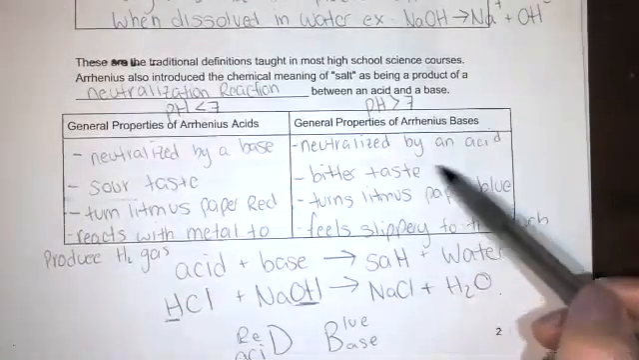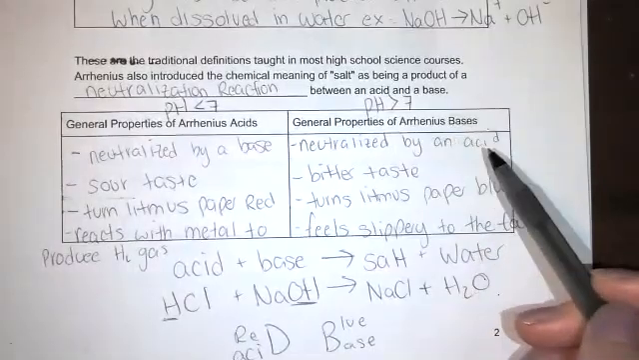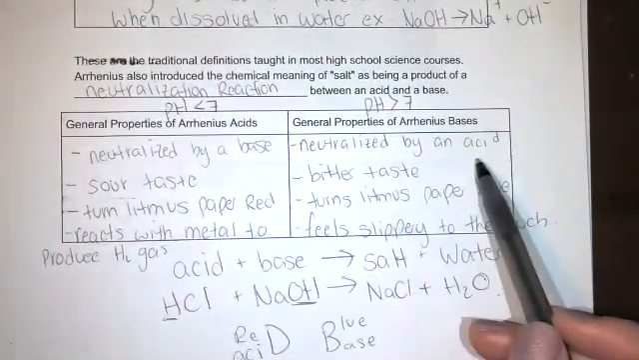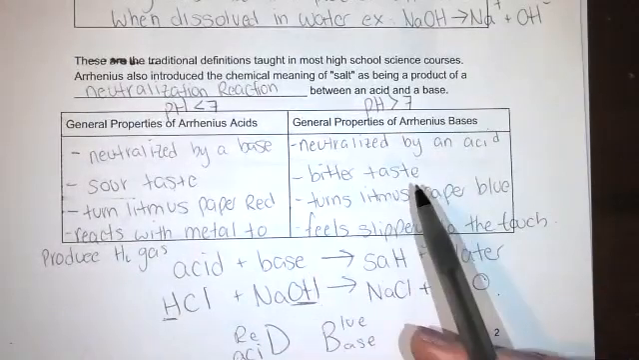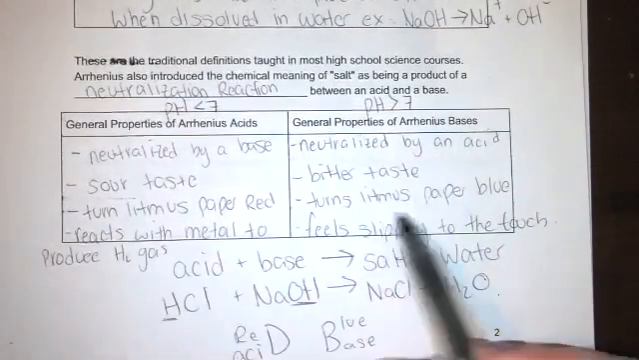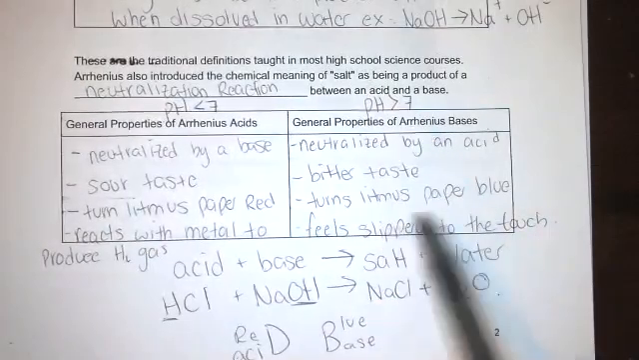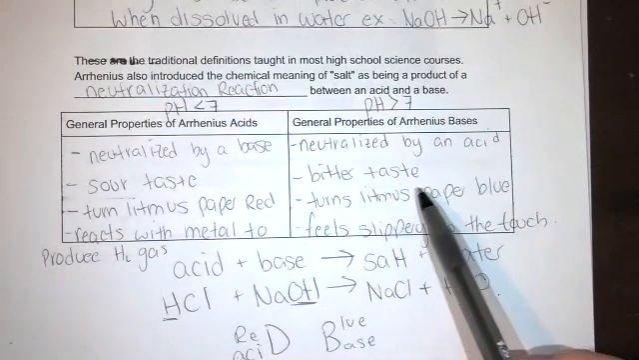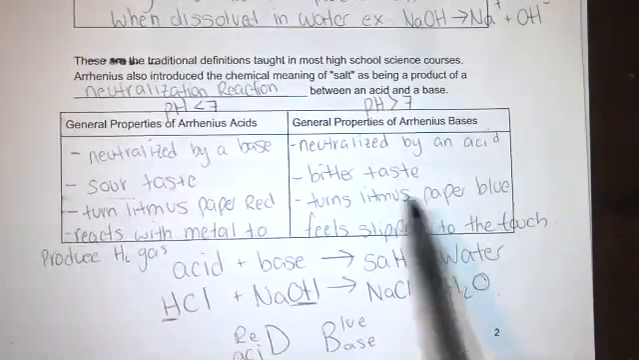On the other hand, the properties of these Arrhenius bases, so bases that end in hydroxide: they can be neutralized by an acid, so they go through this neutralization reaction. They have a bitter taste, so for example, baking powder is a base and has a very bitter taste. It will turn litmus paper blue, so anything with a pH greater than 7 will turn blue in the presence of litmus paper. And it feels slippery to touch, so another common base would be soap. Soaps are made up of different bases. They feel very slippery.